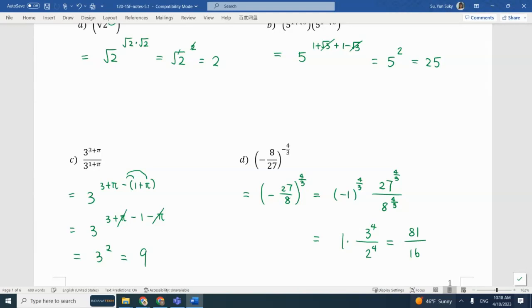So parentheses, negative 8 over 27, a negative over 27, parentheses, to the negative 4.